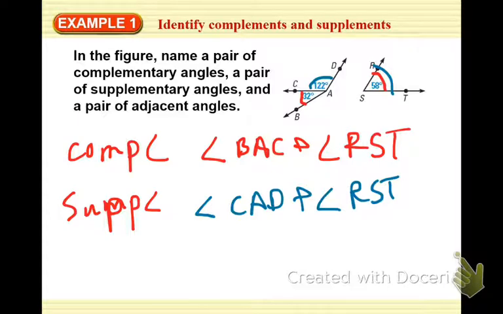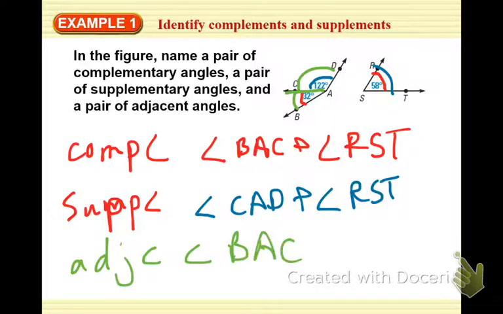Name a pair of adjacent angles. Go ahead. Angle BAC and CAD. Yes, these two share this ray. So this angle and this angle are adjacent. Adjacent angles, we've got angle BAC and angle DAC. Any questions?